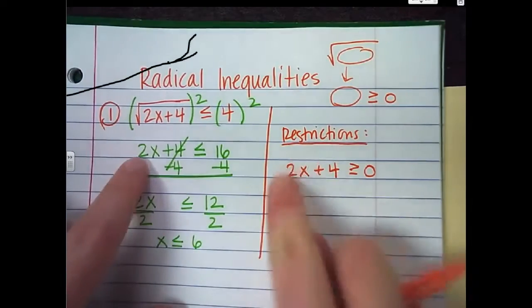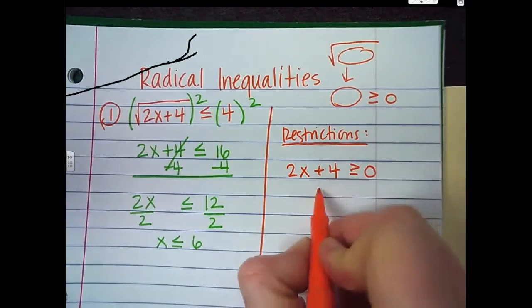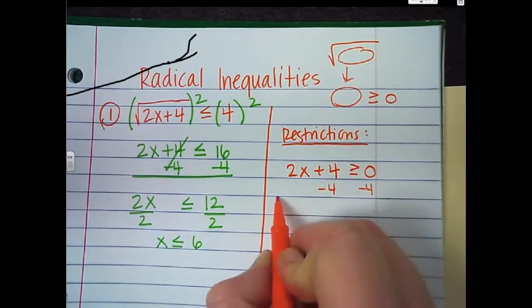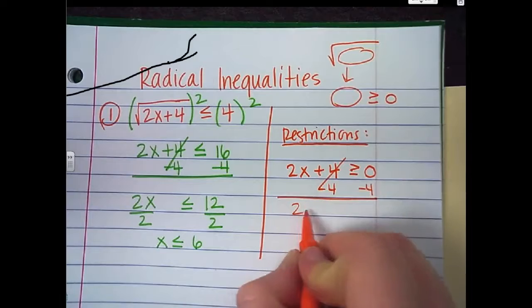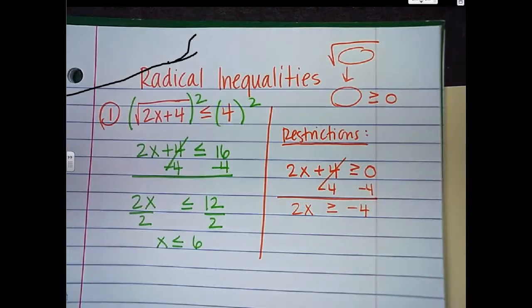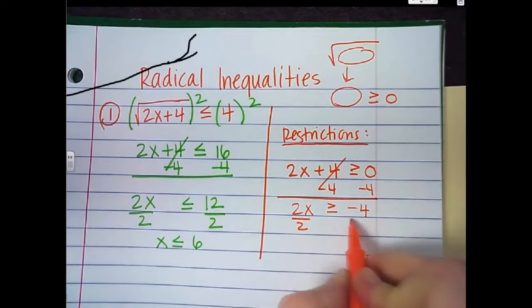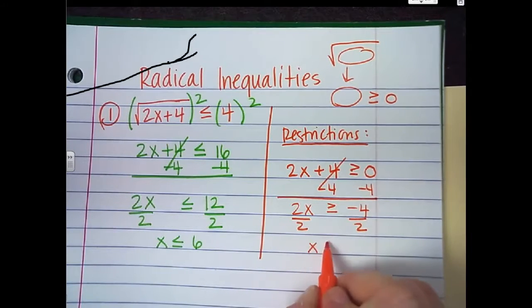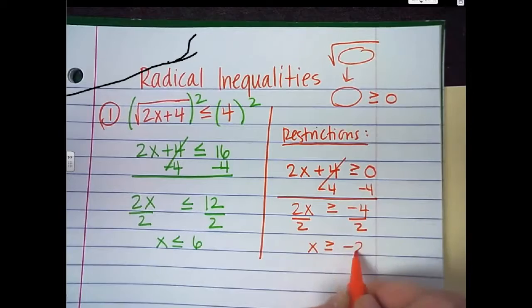Remember, there's no square root here. Okay, I took it off. So just subtract the 4. So 2x is greater than or equal to negative 4. Divide by 2. X is greater than or equal to negative 2.